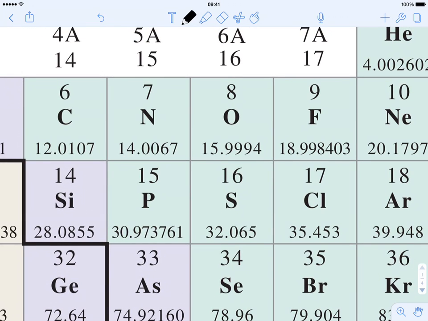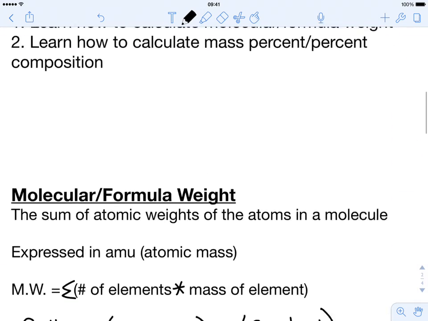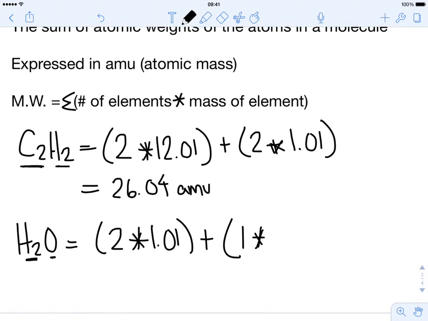And we're going to add that to oxygen. How many oxygen atoms do I have? Just 1.